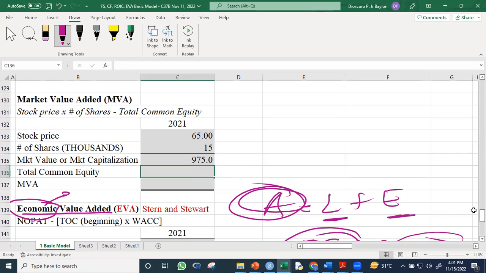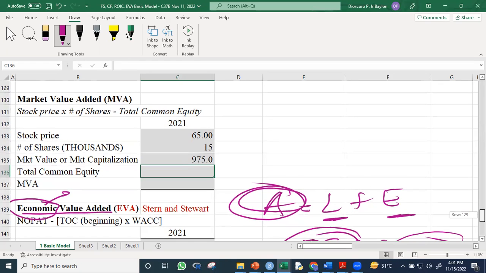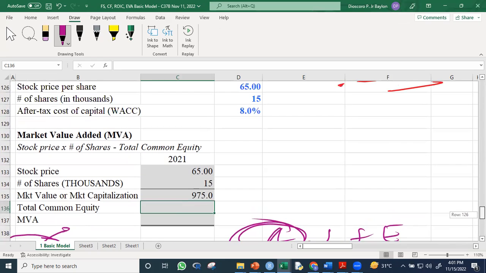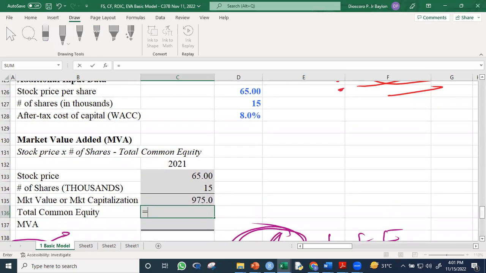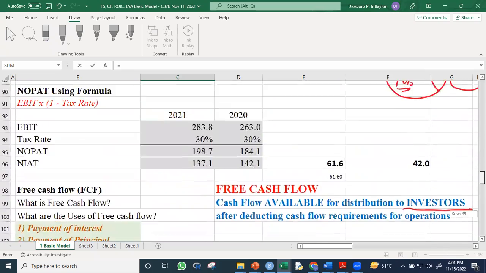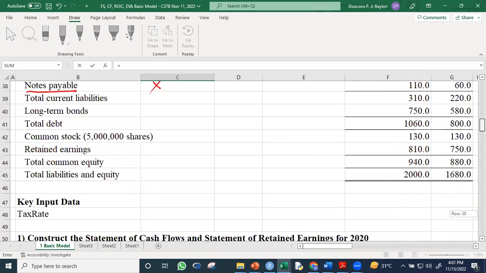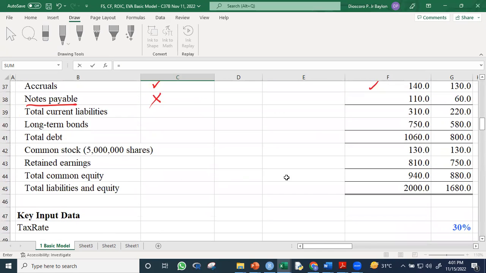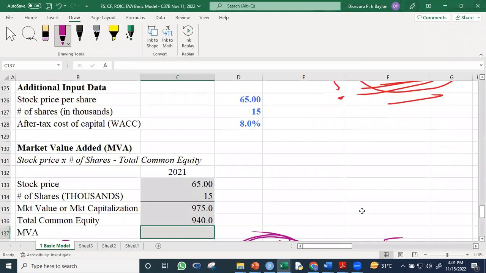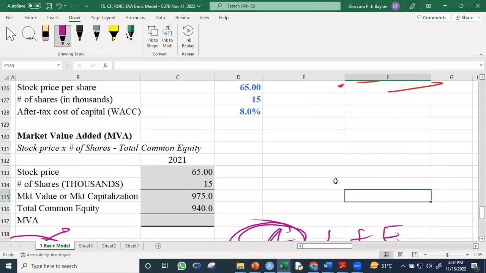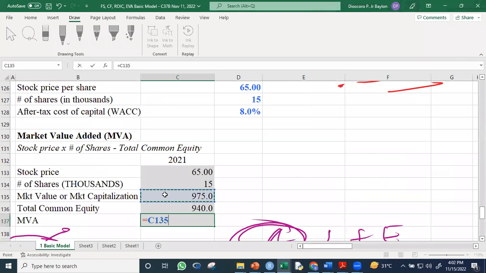And then i-compare natin, magkano yung book value? Sa balance sheet, magkano naman yung equity? So tingnan natin, equity is, tingnan natin total common equity. The total common equity is this one here. It's 940. Yan. Diba? Total common equity is 940. Enter. All right. So, okay. Value was also created kasi mas malaki ngayon yung market value. 975 minus the book value.